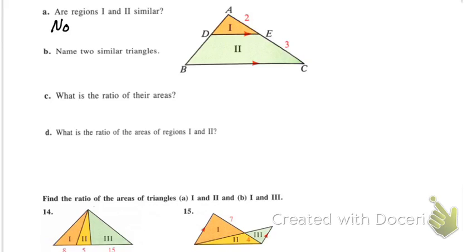But what are the two similar triangles? Remember, you got the last one. You got the super easy one. Robin? ABC and ADE. Triangle ABC is similar to triangle ADE.